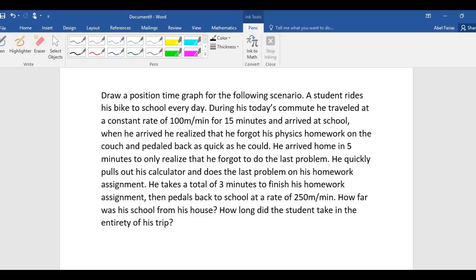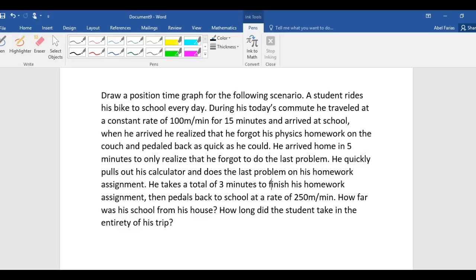Okay, so a student rides a bike every day to school. During today's commute, he traveled at a constant rate of 100 meters per minute for 15 minutes and arrived at school. When he arrived, he realized that he forgot his physics homework on the couch and pedaled back as quickly as he could. He arrived home in 5 minutes, only to realize that he forgot to do the last problem.